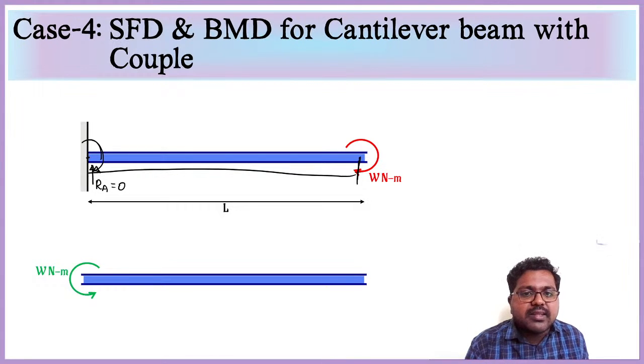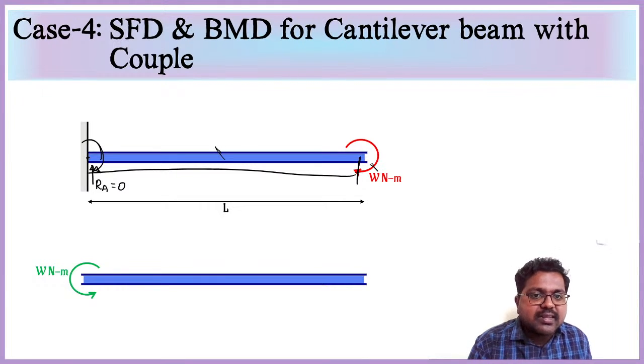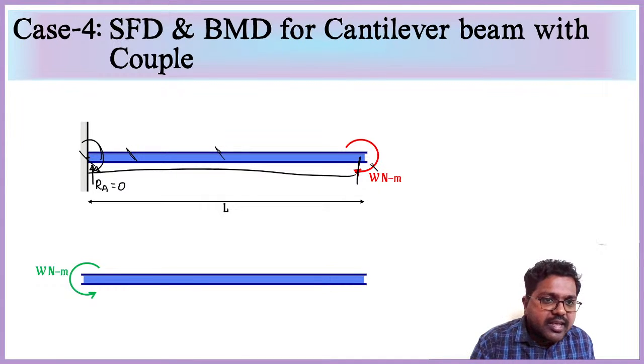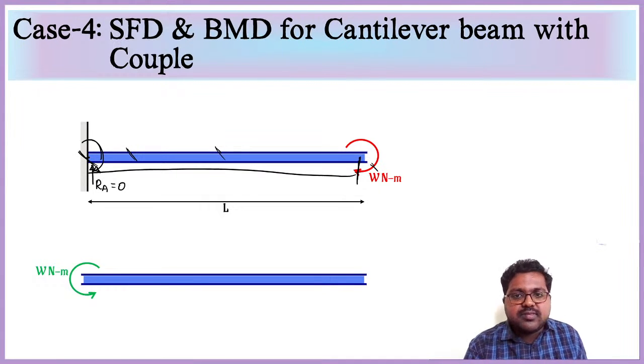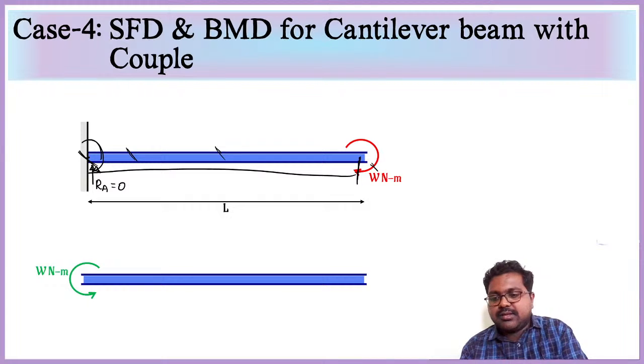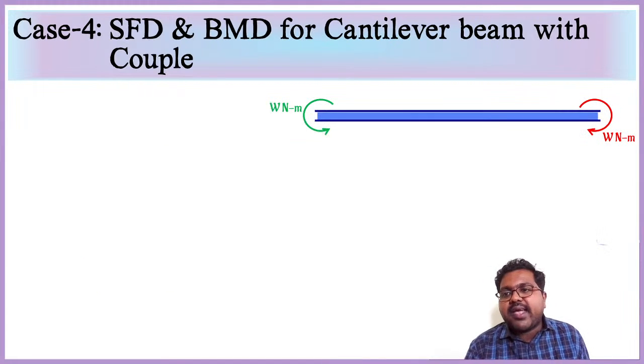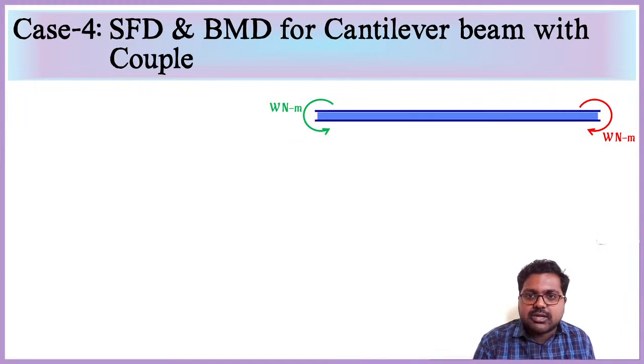We are not supposed to find this length. If a moment of W Newton meter is acting at this point, here also the same acts, here also the same, and here also the same. The same moment will carry throughout the length. That's why we made it like action and reaction.